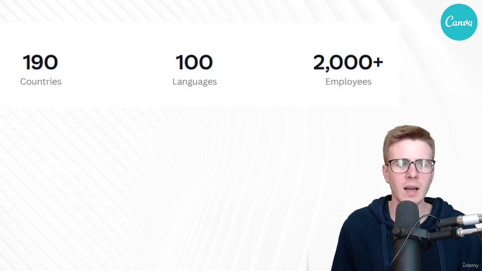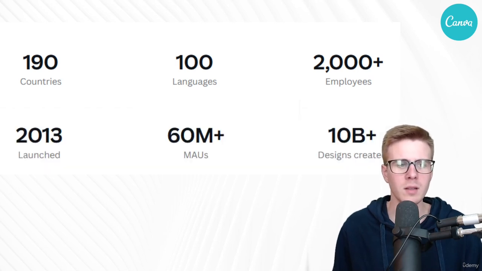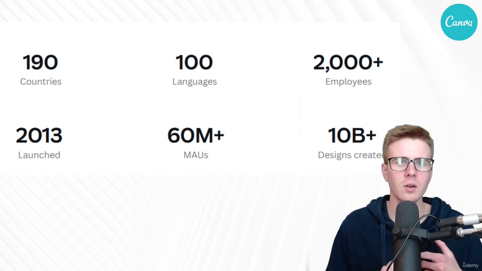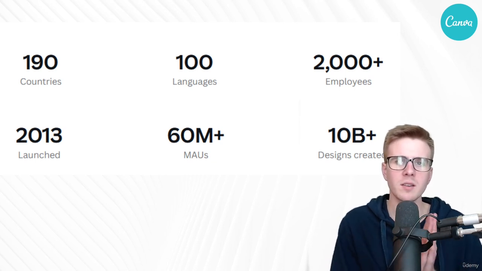It's available in 190 countries, in 100 languages, has, as I said, 2,000 employees, was launched 2012-13, has 60 million monthly active users, and 10 billion designs were created so far, so in the last about 10 years with Canva. If you take a look at ad platforms like Facebook, TikTok, Pinterest, whatever, you will see that 50% of these ads are created with Canva. So Canva is really the software to go for ads and social media graphics.